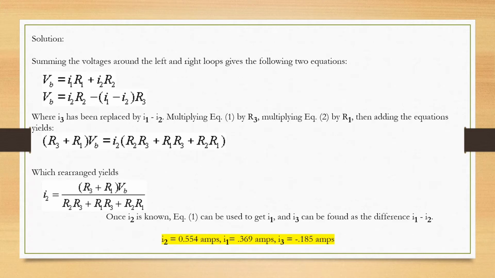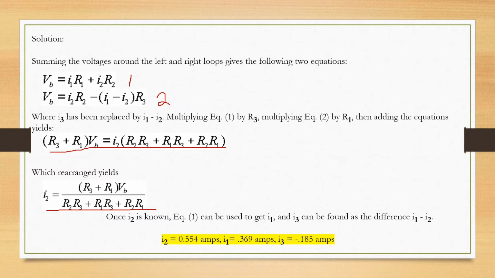The solution. Summing the voltages around the left and right loops gives the following equations: equation 1 and equation 2, where I3 has been replaced by I1 minus I2. Multiplying equation 1 by resistor 3, multiplying equation 2 by resistor 1, then adding the equations yields this equation, which rearranged yields this equation. Once I2 is known, equation 1 can be used to get I1, and I3 can be found as the difference between I1 and I2.